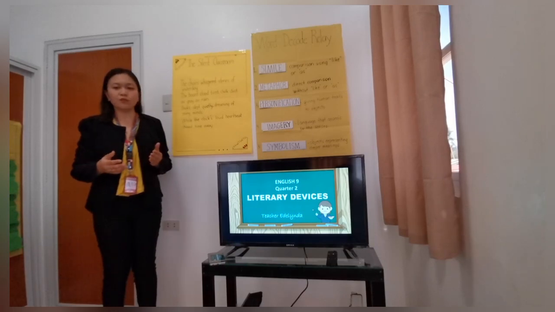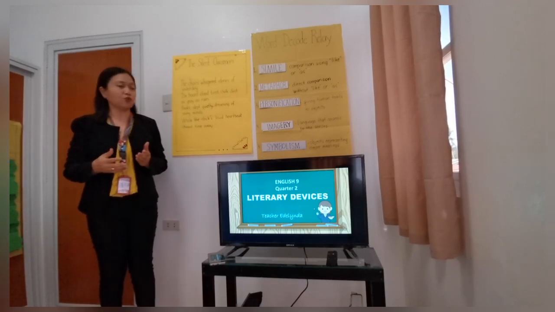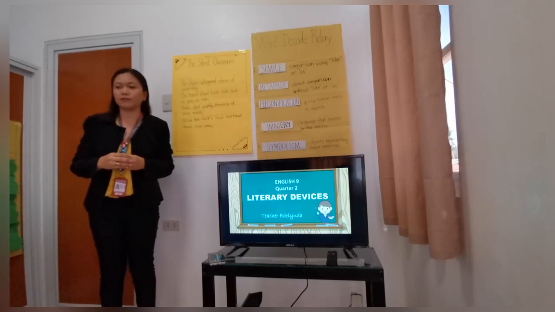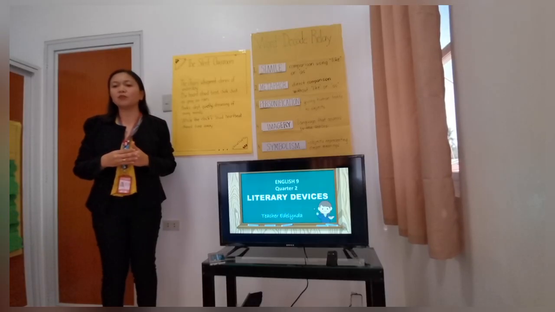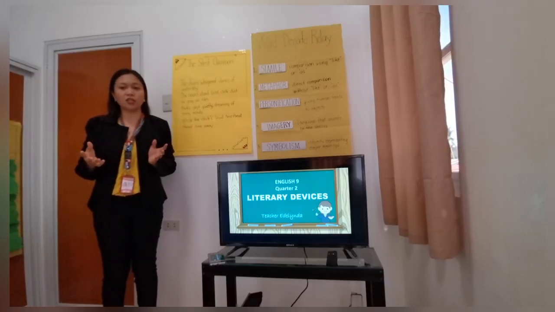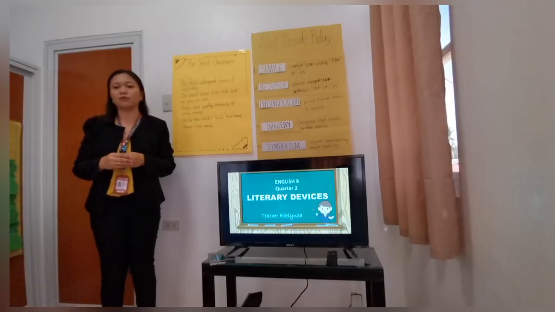So, why is imagery important in poetry? Yes, Miss Bartolata? Yes, very good. It helps readers imagine the scene clearly and feel the emotions of the poem.